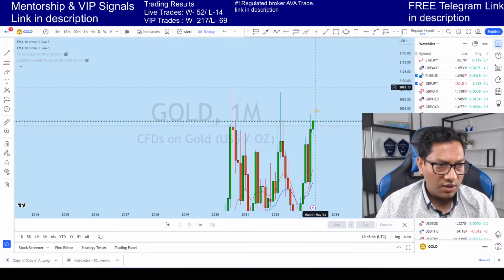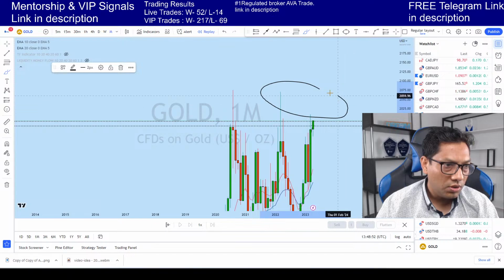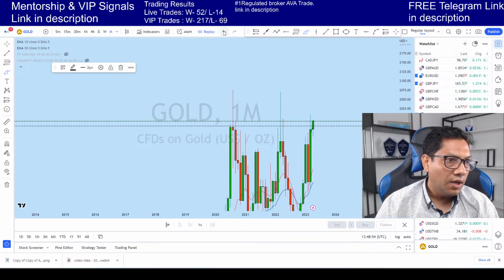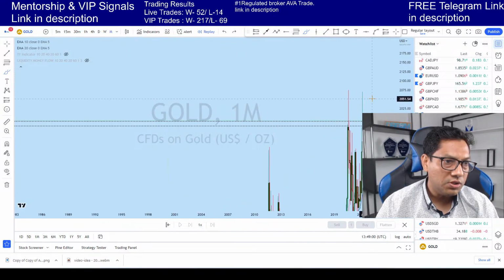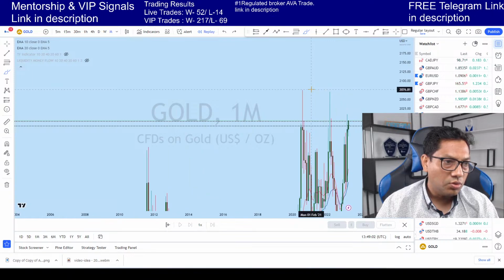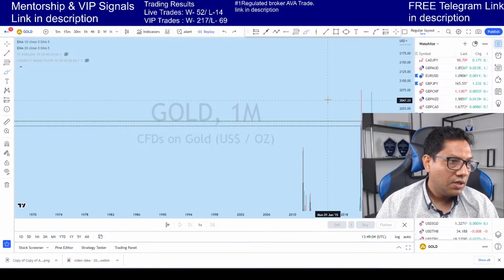I think it might continue, because there isn't much resistance here for gold. This is a no man's land, and it could even be a big, massive rise, because if gold crosses this zone right around 2076, there's nothing here.